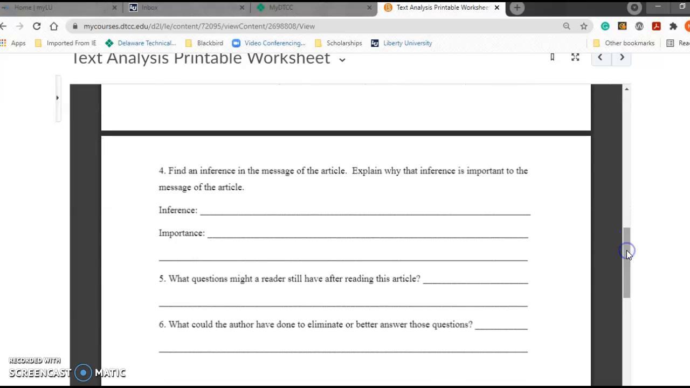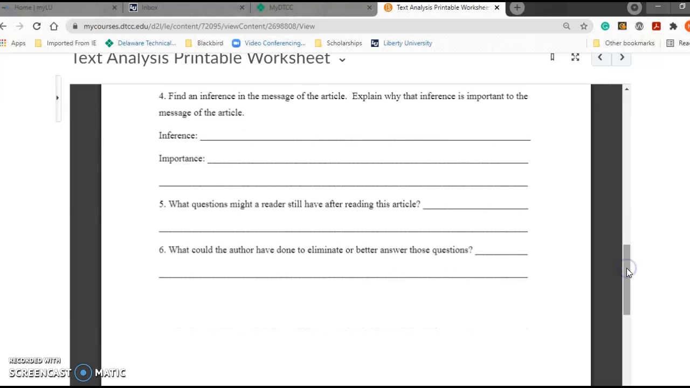All right, now find an inference. So an inference is not something the author says. If you take a sentence from a paragraph and put it here, that's not an inference. An inference is something the author doesn't say but implies. And what is the importance of that implication?